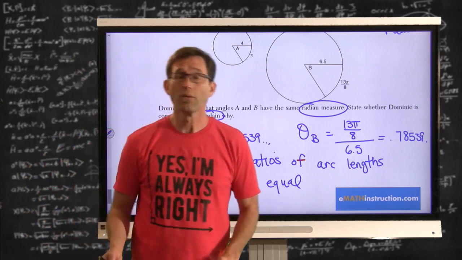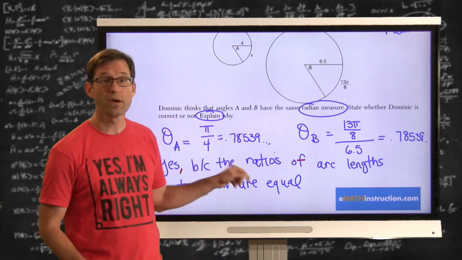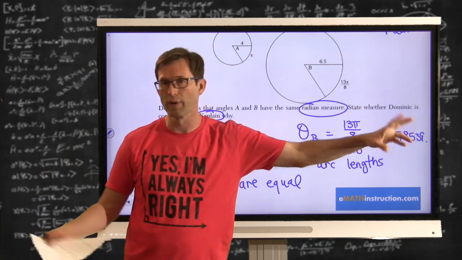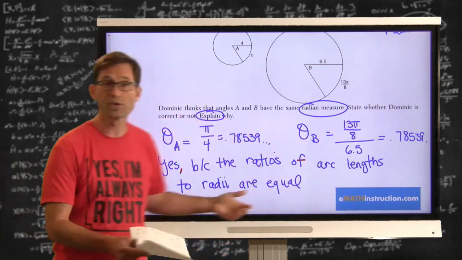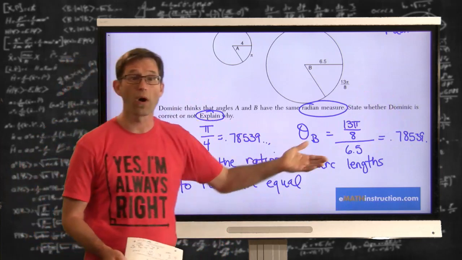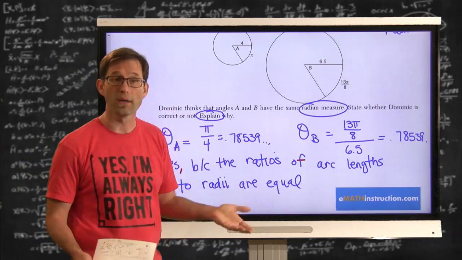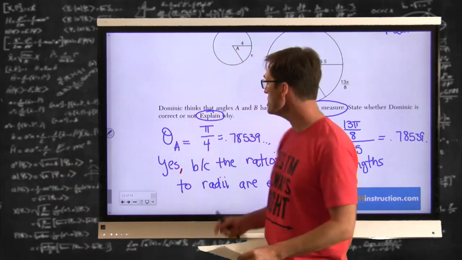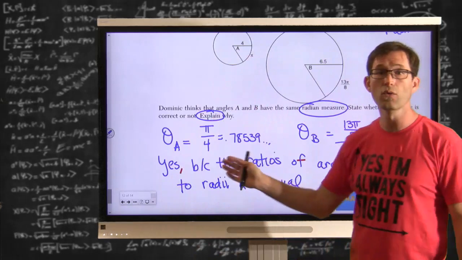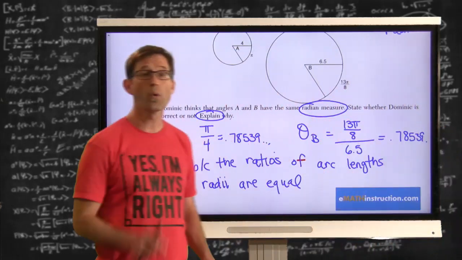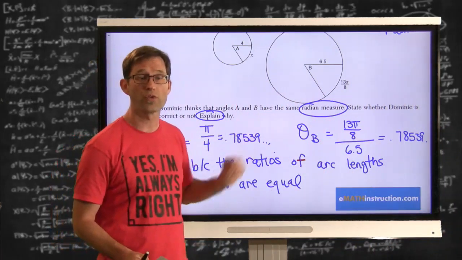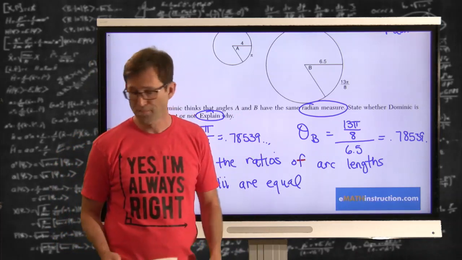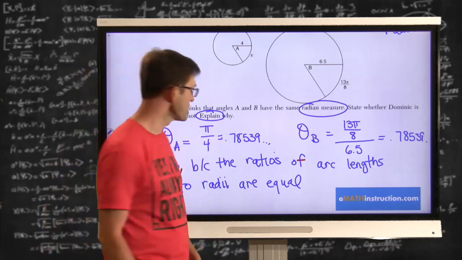All right. Now, don't get me wrong, if you set this up and this up, and let's say you botched this, so you got something weird, 0.5732, I don't know what it is, then of course you would say no, because the ratios of arc lengths to radii are not equal, and you would get basically all credit, you would lose 1 point, because this all by itself is demonstrating that you know what radians are, right? The ratio or the division of arc length to radius. And then if they're not the same, then you should conclude no. Right? Dominic isn't always right.